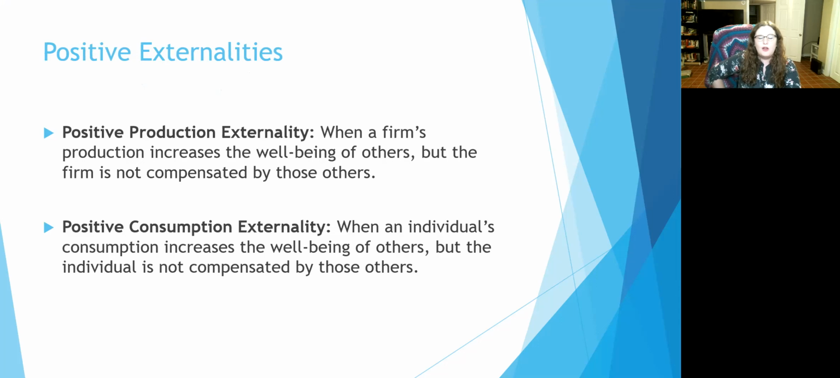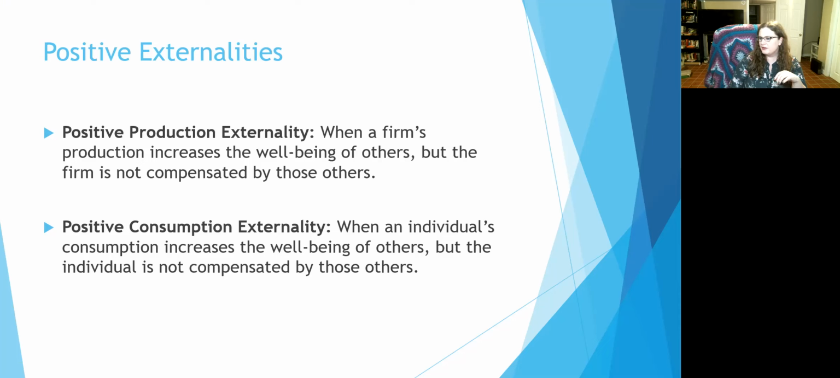Now, it's not all bad, right? There's good parts too. Like, not all externalities are doom and gloom. It's just the most prevalent ones are doom and gloom. But we have a couple of good ones that we can think about. Let's think about a positive production externality. So when a firm produces or production increases the well-being of others. So instead of harming others, we actually make others well off by what we're producing.